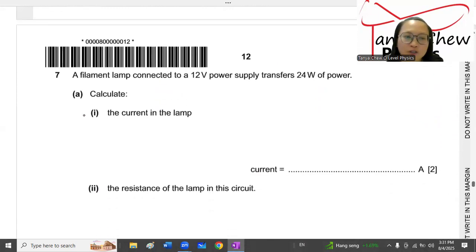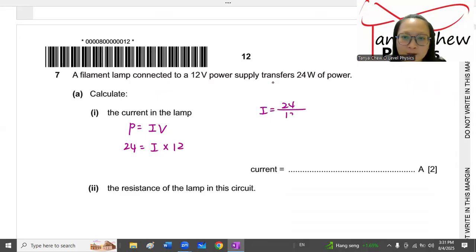Right. Now, question number 7. A filament lamp connected to a 12-volt power supply transfers 24 watt of power. Calculate the current in the lamp. So power is equal to IV. 24 is the power. I don't know I. And the V, voltage, is 12. Therefore, I is equal to 24 divided by 12, which is 2 ampere.